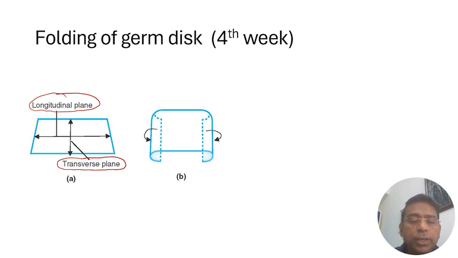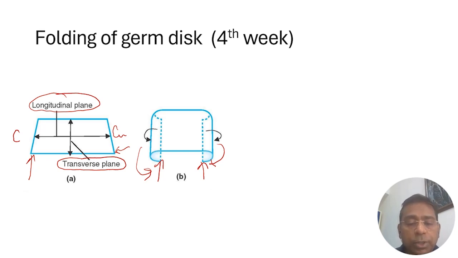In this figure, you will appreciate that the folding is taking place in the longitudinal plane. If this is the cranial end and this is the caudal end of the paper, both the ends have folded downwards. This end has come down here, and this end has come down here. So the cranial end has turned downwards, and the caudal end has also turned ventrally. This is in the longitudinal plane.